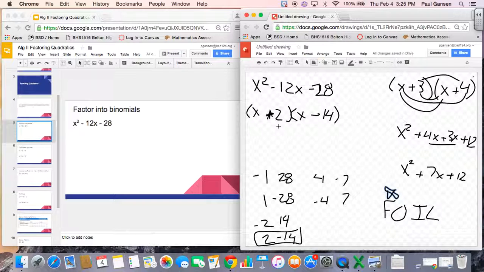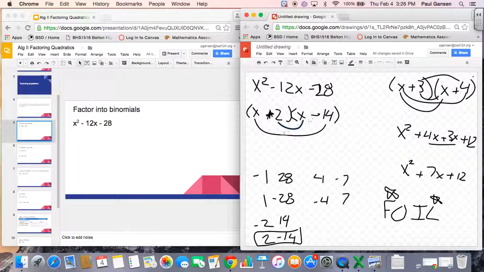In fact, we don't even have to worry about this 2 times negative 14. Remember, we picked this from a list of factors of 28. These are designed to be factors of this negative 28. So we don't have to do the last part of that to do our check. All we have to do for our check is check our outer and inner products. And if they give us this negative 12, we did it right.